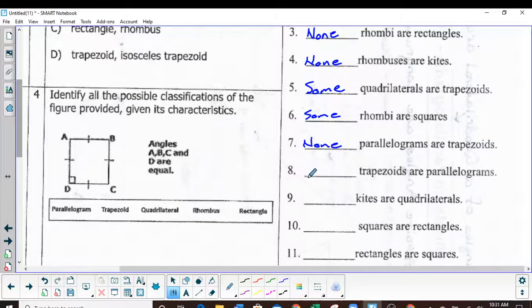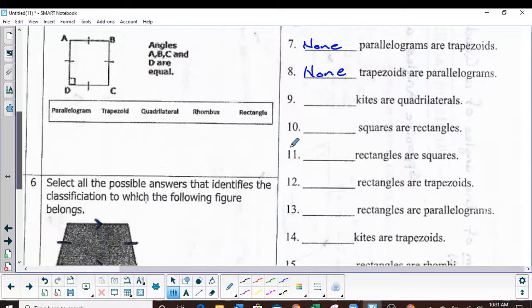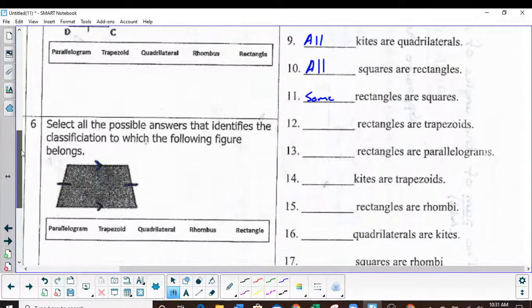Okay. Number 8, trapezoids are parallelograms. That's what it said. No, none. Okay. Kind of the same thing. That's why it confused me. They just went back and forth. Number 9, kites are quads. All kites have 4 sides, so that works. Squares are rectangles. All squares are rectangles. Okay. Rectangles are squares. Some, if they have 4 congruent sides, but then we call them a square, so it is what it is. It's kind of a weird question.